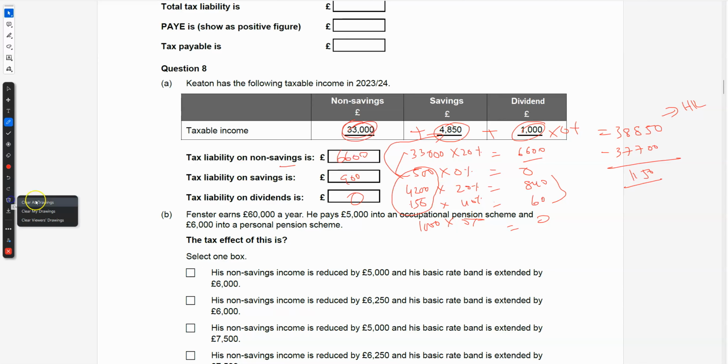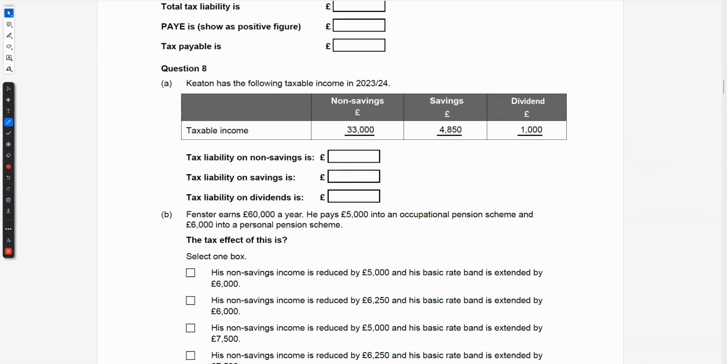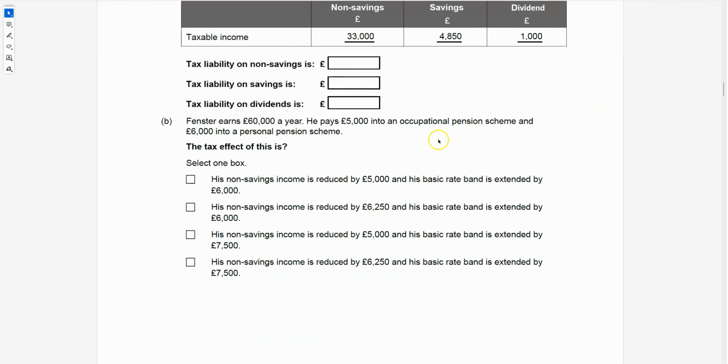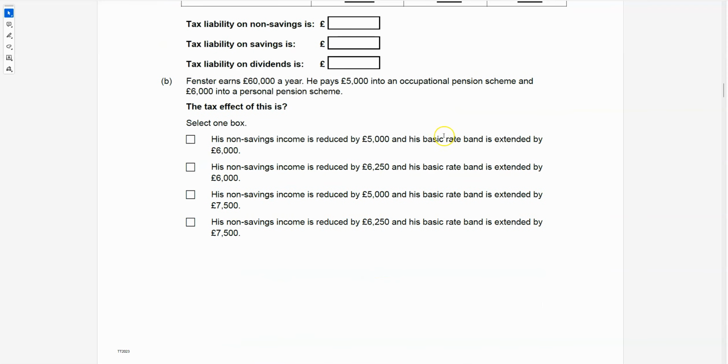All right, let's move to the next one. It says Friendster earns 60,000 a year, that's the salary, and he pays 5,000 into an occupational pension scheme and 6,000 into a personal pension scheme. This question is very common in the exam. Remember that when he pays into the occupational pension scheme, this is the amount paid gross.